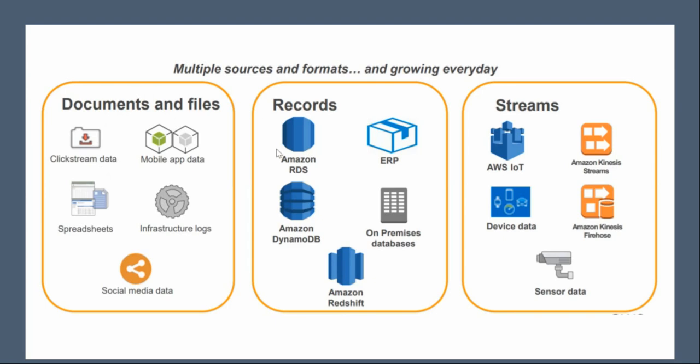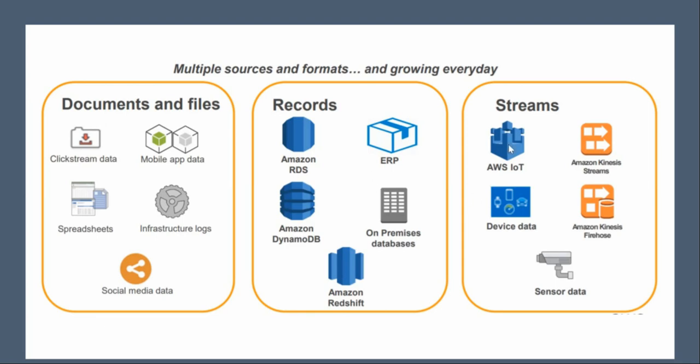In terms of records, we have things like Amazon Relational Database Service, RDS. We have DynamoDB, which is a key-value NoSQL kind of database. Amazon Redshift, which is a petabyte data warehouse. We have on-premises databases such as SQL Server, Oracle, Teradata, and lots of other database sources. Then there are ERP-based data sources like SAP, which also generates a lot of data.